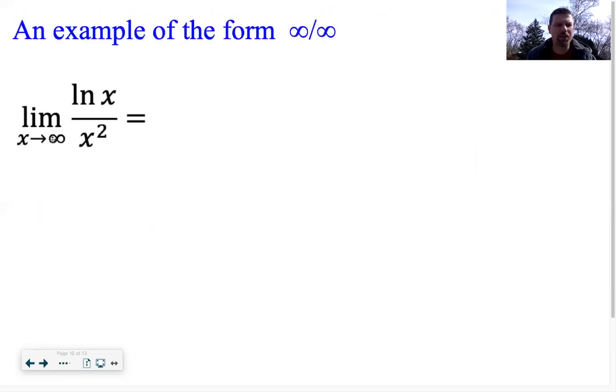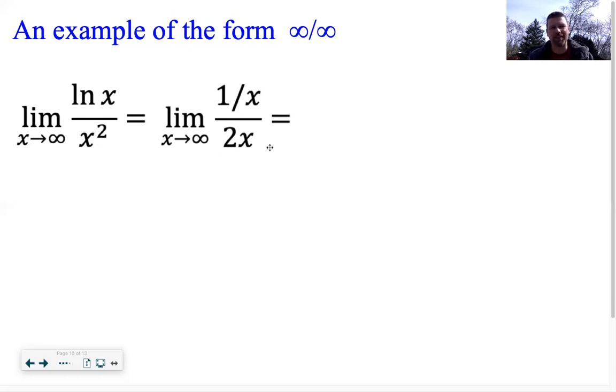So this problem here, L'Hopital's rule applies. I can take the derivative of the top and bottom separately. Derivative of natural log is 1 over x. Derivative of x squared is 2x. This limit would be the same as that limit. This one looks uglier right now, but it's not too bad.